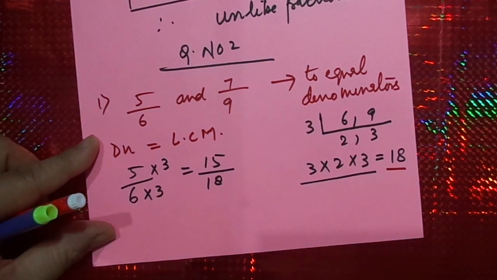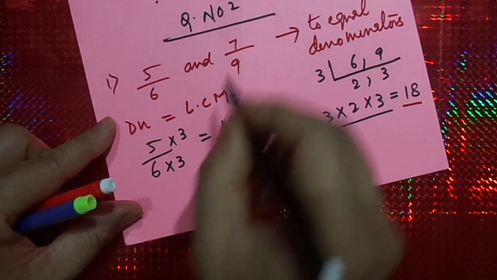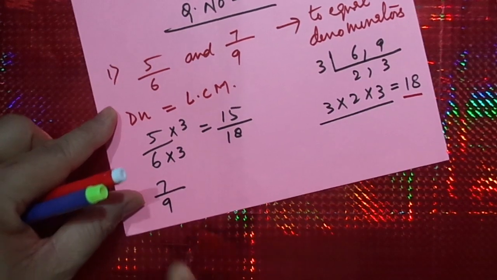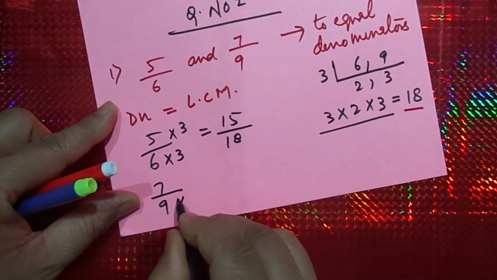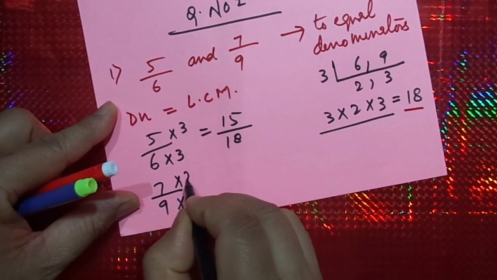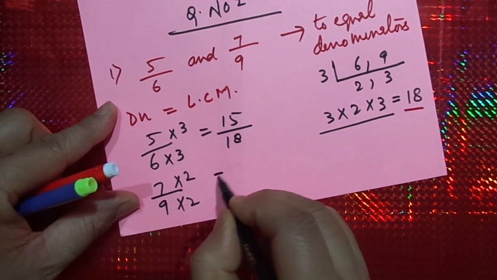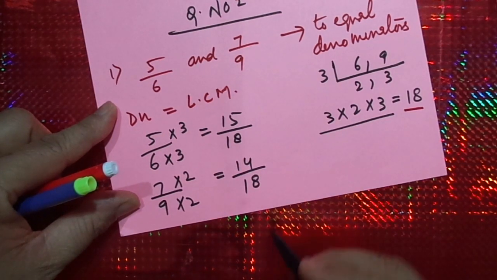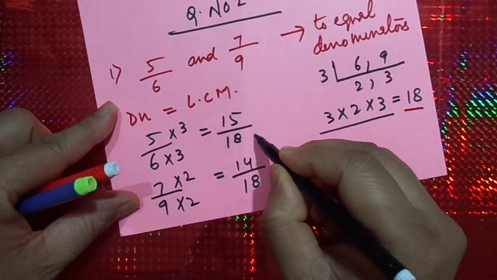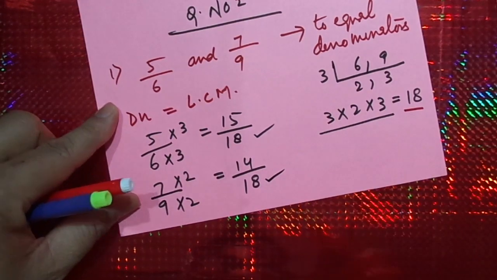Similarly, in 7 by 9, remove 9 from here. 3 3s are 9. You have 2 over here. Multiply the numerator also by 2 and you get 14 by 18. So I find that both of the fractions have equal denominators.